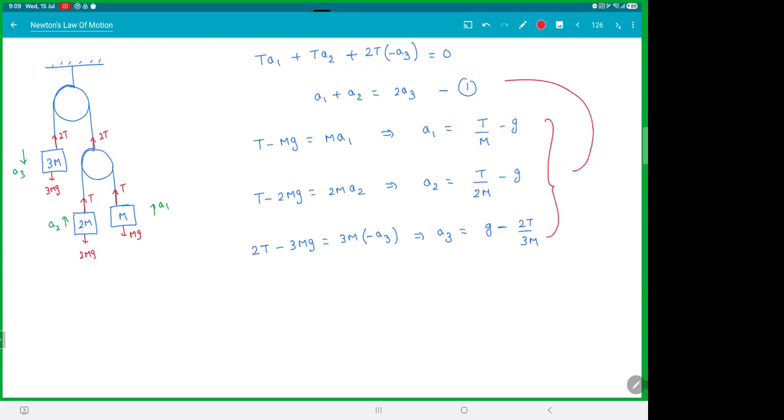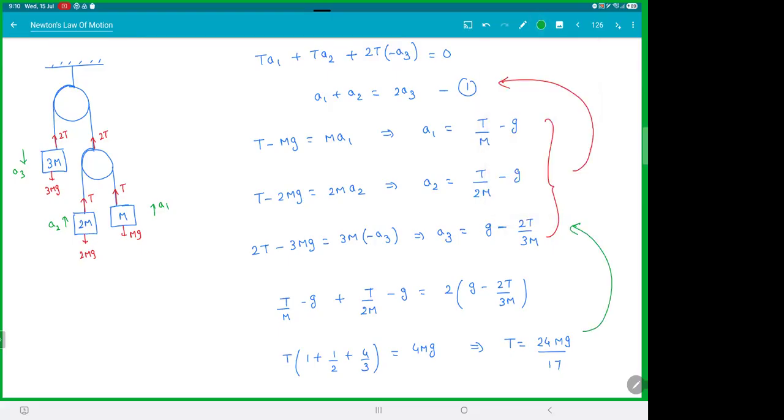Take these 3 and put them in equation 1, so that I can eliminate A1, A2, A3 and go. When I do that, I end up with T by m minus g plus T by 2m minus g is equal to 2 times g minus 2T by 3m. Bring all T's to one side, you end up with T into 1 plus half plus 4 by 3, and on the other side, you end up with 4 mg. This would give you tension is 24 mg by 17. That's your tension.